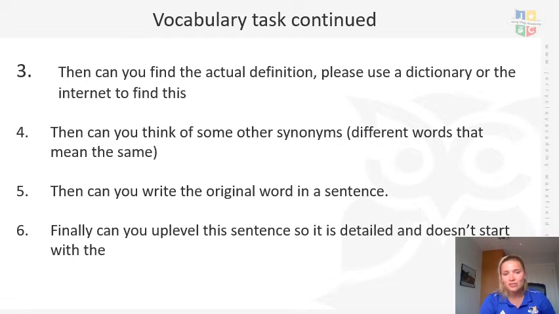Then I'd like you to write the original word in a sentence. Whatever word it is that you're looking at, put that into a sentence. And then finally, up-level this sentence so that it's detailed. It doesn't start with 'the', and it might have some adjectives, adverbs, time connectives, all the high-level vocabulary and other things that we have been using as well, to really up-level that sentence.